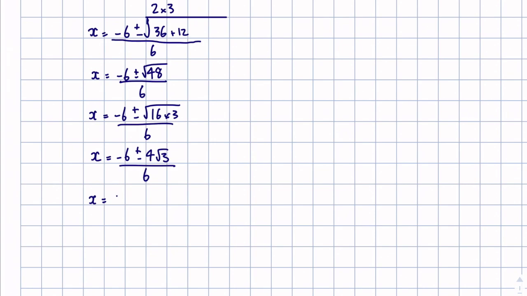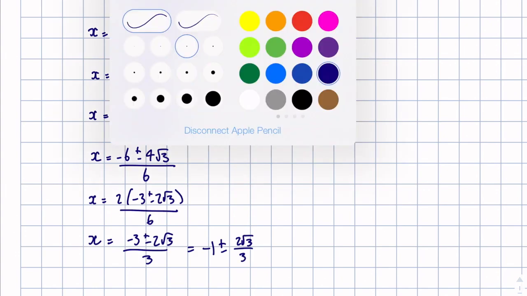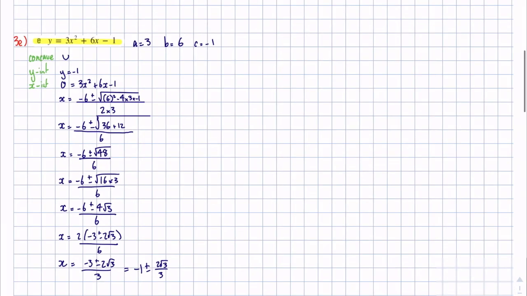Well, 2 does. So I've got 2 outside of negative 3 plus minus 2 root 3 all over 6. So that's going to give me negative 3 plus minus 2 root 3 over 3, which is the same as negative 1 plus minus 2 root 3 over 3. Okay. Now let's have a look at our axis of symmetry. Actually, no, I'm going to do this further up over here because I'm about to run out of space down the bottom. Okay, axis of symmetry.